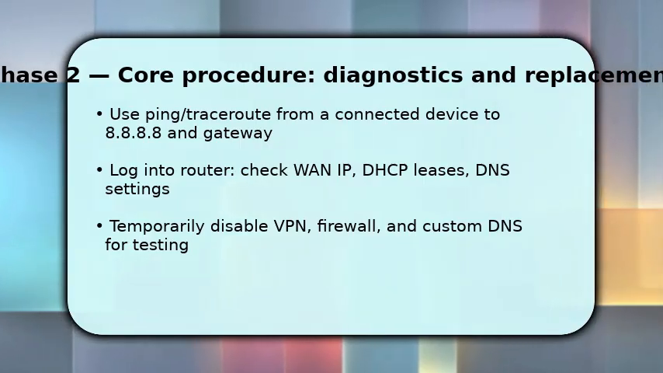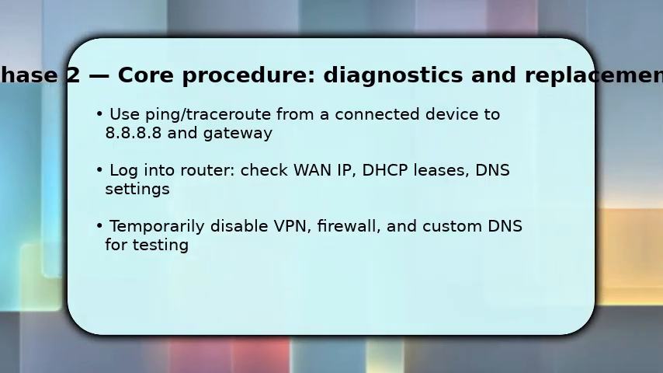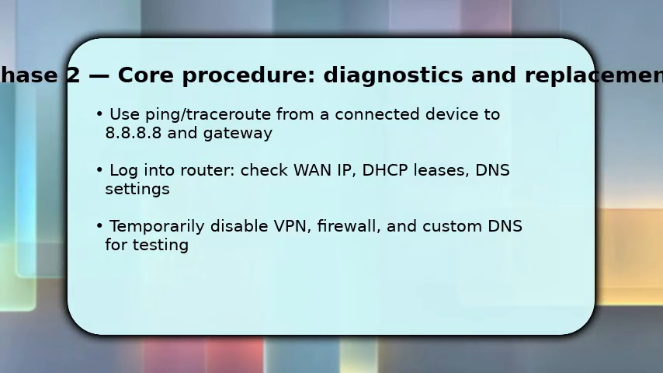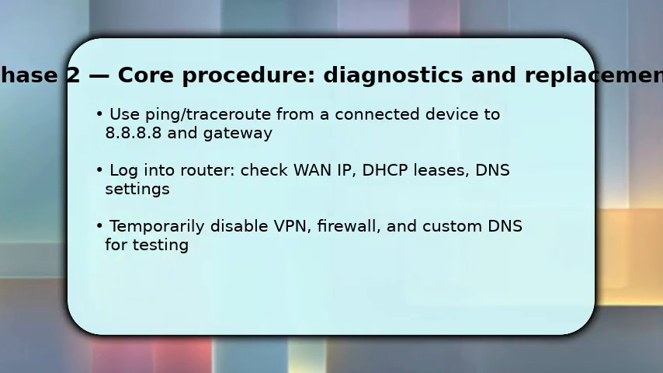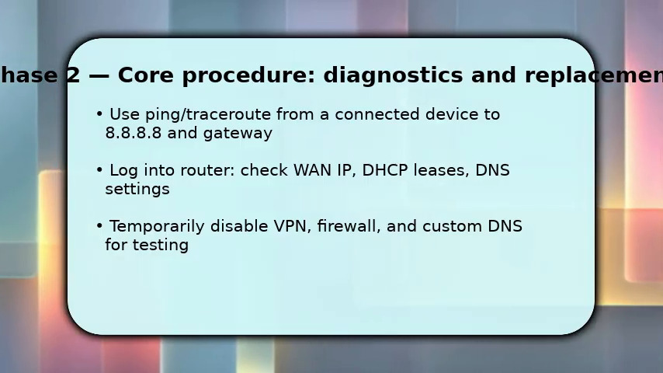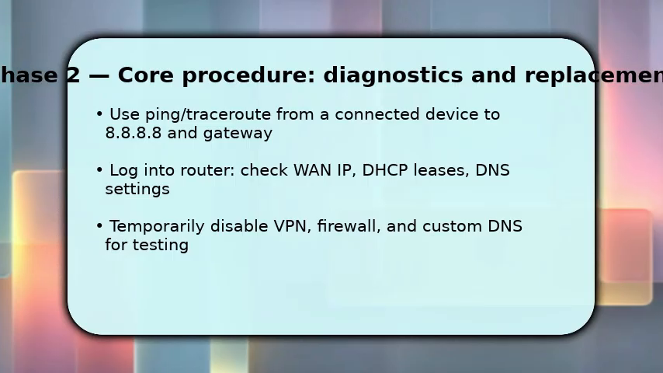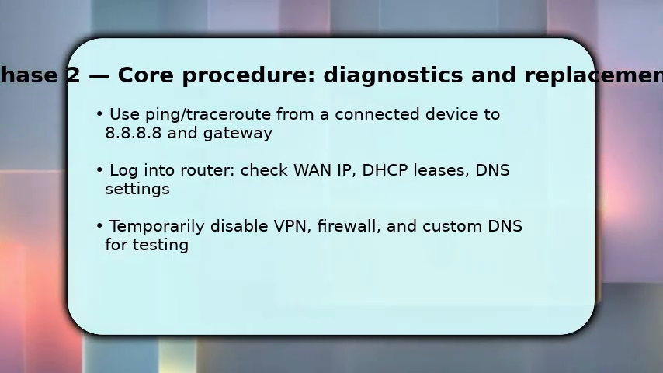Ping 8.8.8.8 and traceroute to see where packets stop, and ping the router gateway to confirm LAN health. Then log into the router admin page to confirm the WAN IP, DHCP service, and DNS assignments. If the WAN IP is 0.0.0.0 or a private range, the modem or ISP link is failing.